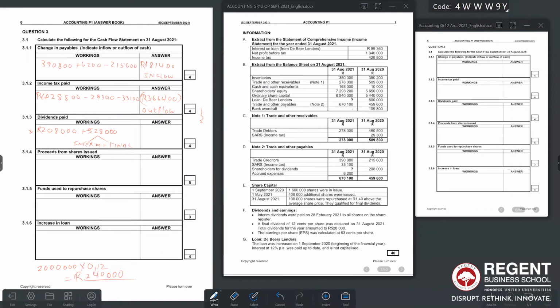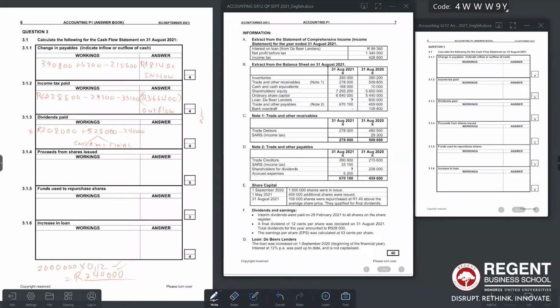So let's minus the 240 that we worked out. Minus 240,000. Now there's a calculation there. The 208,000 plus the 528,000 minus the 240,000. And your answer then, what do you get?